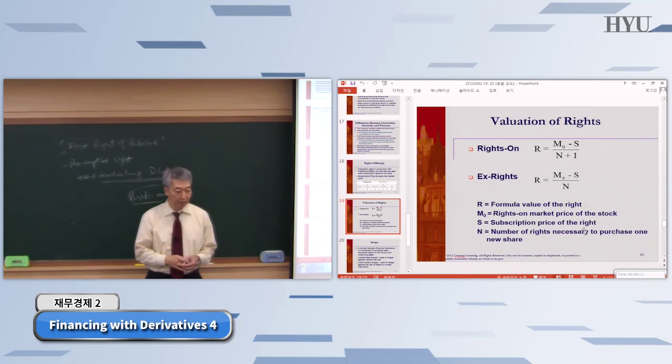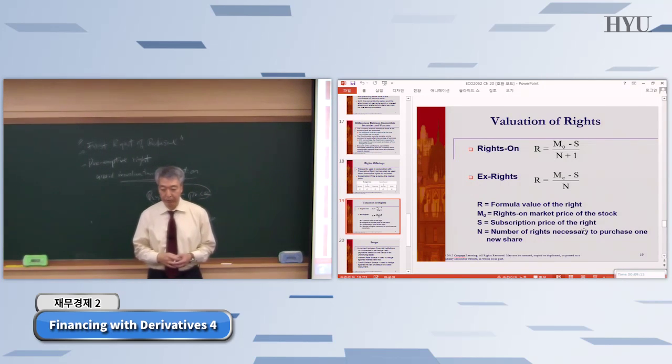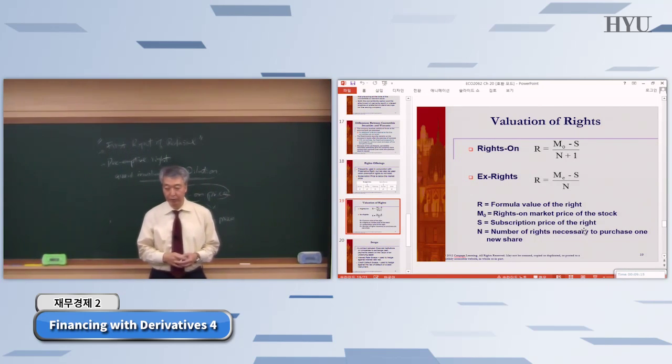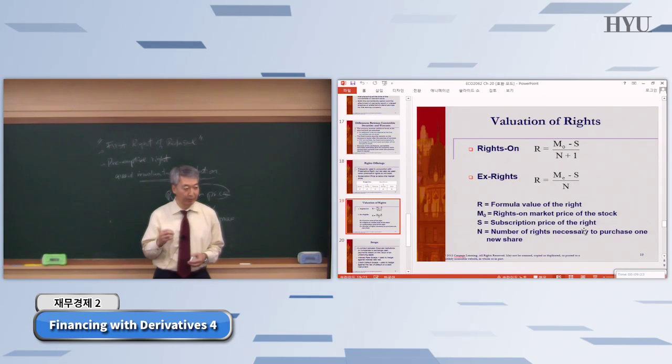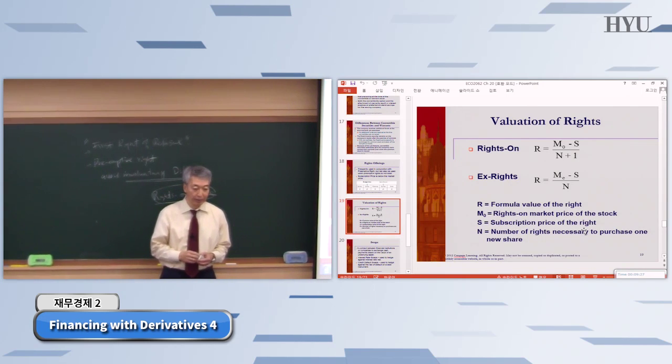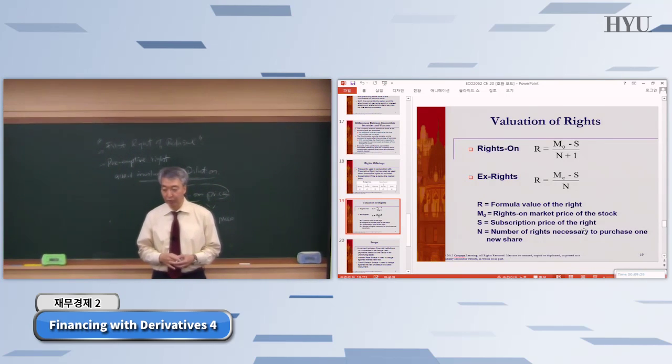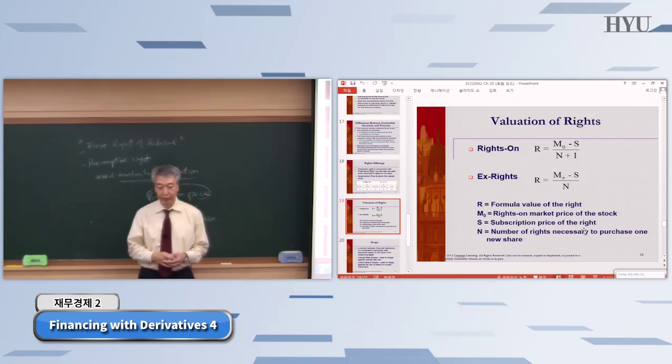Even though if you don't purchase additional shares, your share will go down, right? Your percentage holding will go down. So you cannot preserve your right, the voting right, for example. But anyway, let's say you decide not to purchase any new shares.